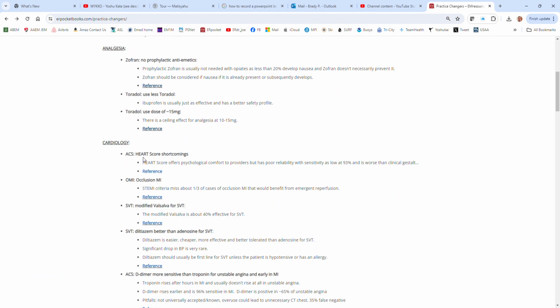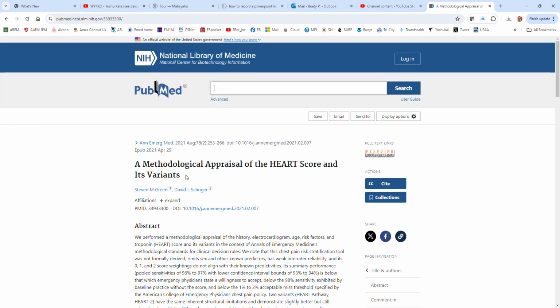Cardiology. So the HEART score, I've done at least one podcast in EM Logic on the HEART score. I would encourage you to listen to it. I don't know what episode it is right now. There are some good things about it, but it definitely has some blind spots, and I think it's really important to know about these. Yes, your case may be defensible if you miss a heart attack, but would you rather not miss it? Sensitivity is as low as 93%, and often worse than clinical gestalt. This is the article there.